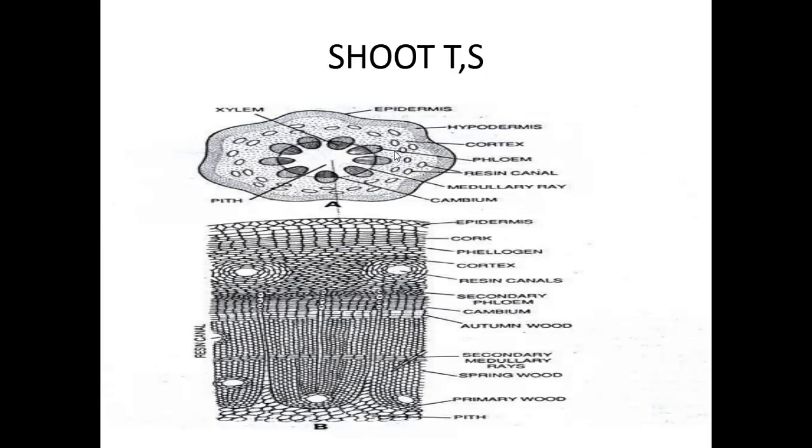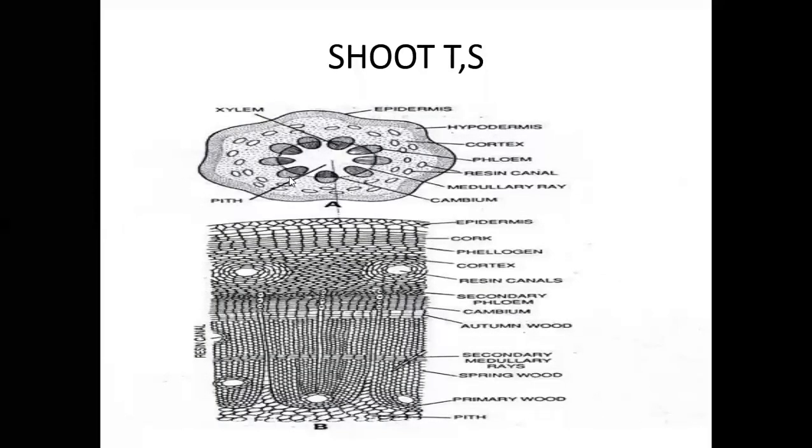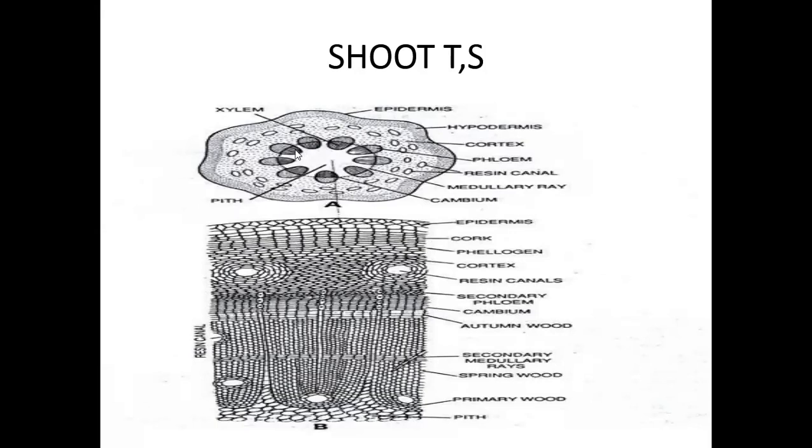Below the inner cortex, the stele is present. The stele is surrounded by the starch sheath or endodermis, and below the endodermis the pericycle is present. Below the pericycle, vascular bundles are arranged in a radial position.